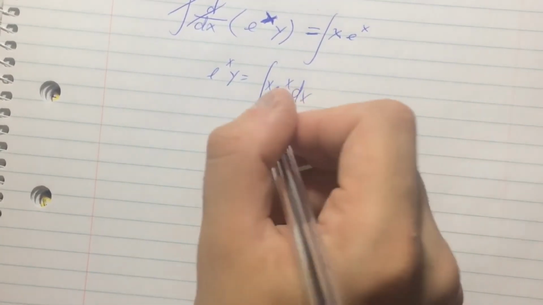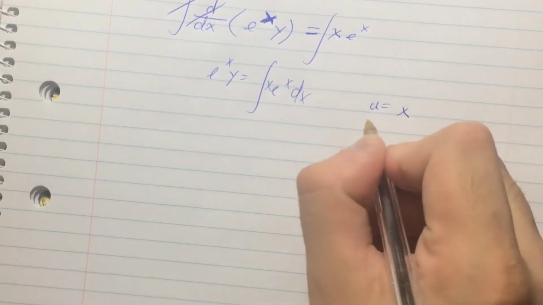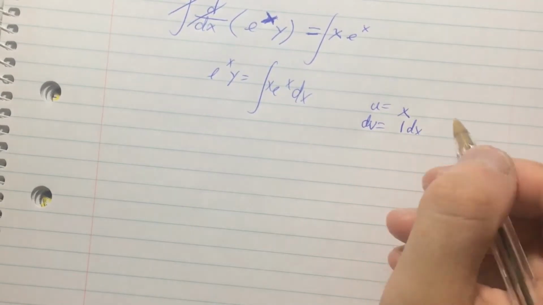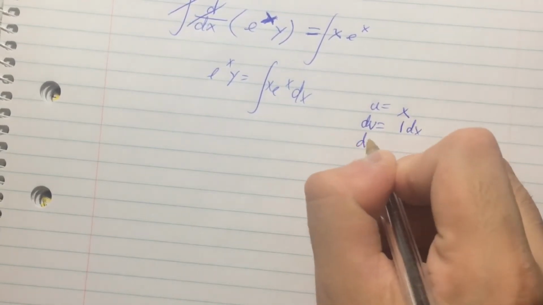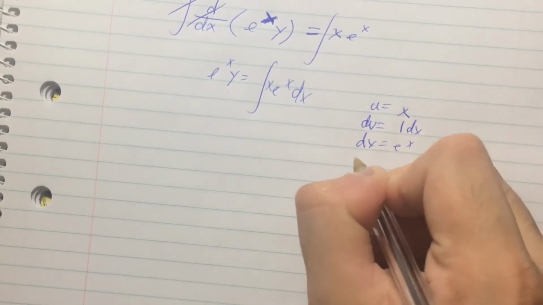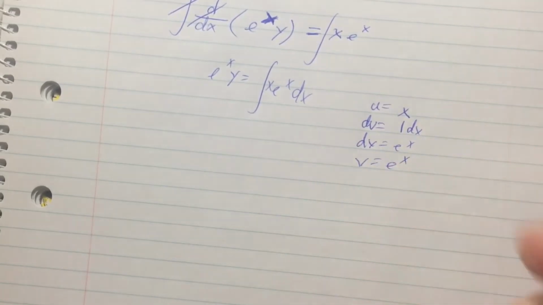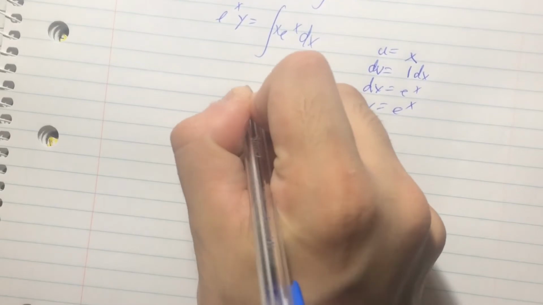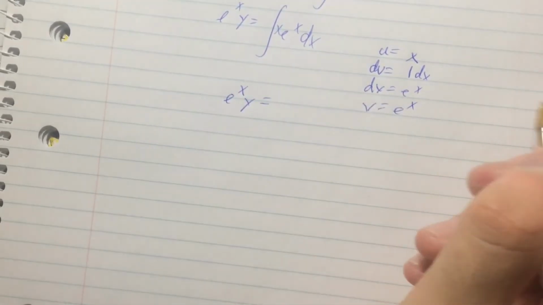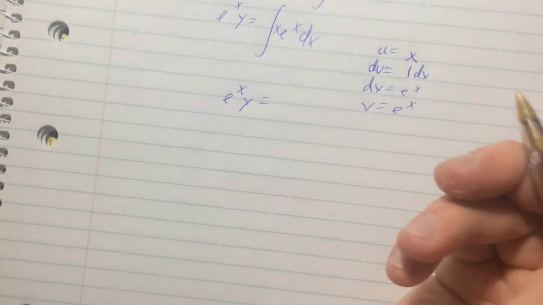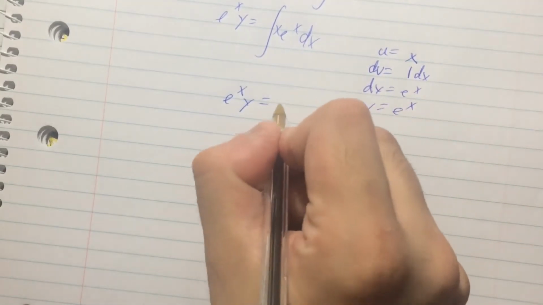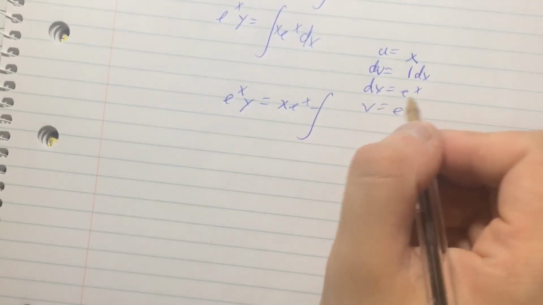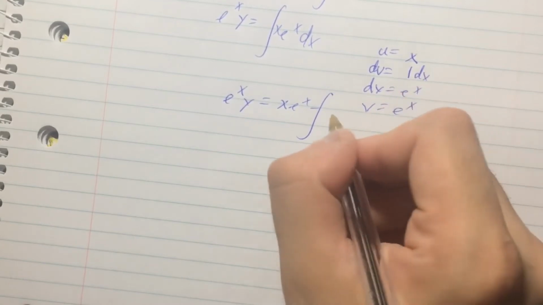The reason why I'm choosing u to equal x is I know when I take the derivative of that, it's equal to 1 dx, so the power disappears. dv is equal to e to the x dx, and whenever you integrate e to the x, it stays the same. So I believe I have chosen the right one. Now e to the x y is equal to the integration by parts formula, u v, x e to the x, minus the integral of v du, and that's e to the x dx.